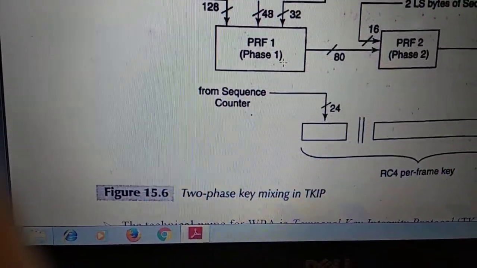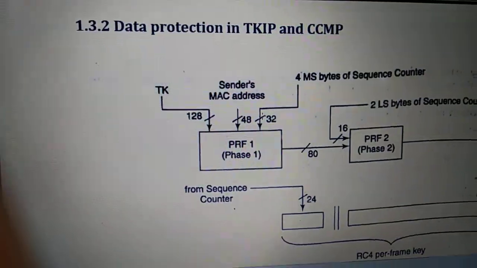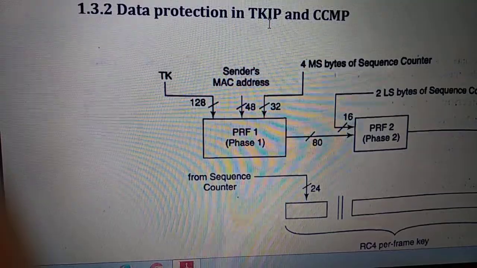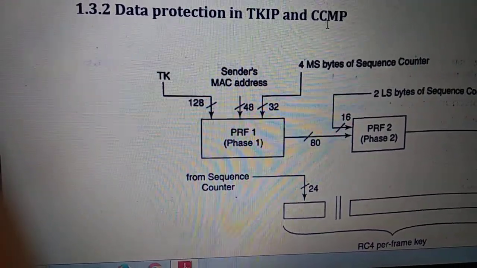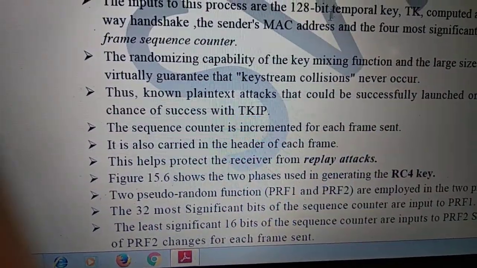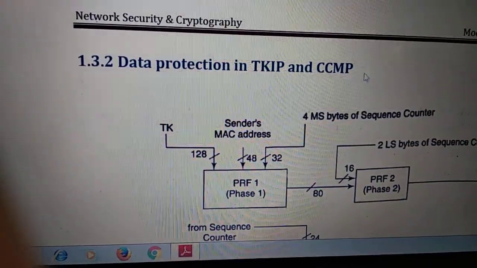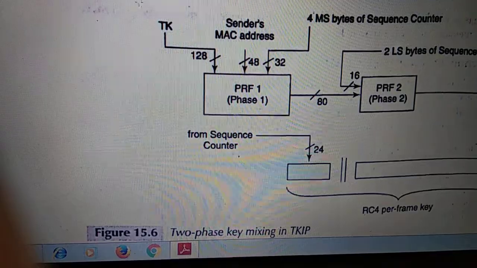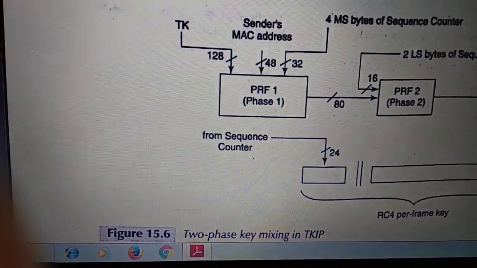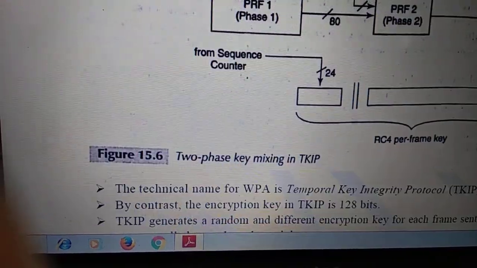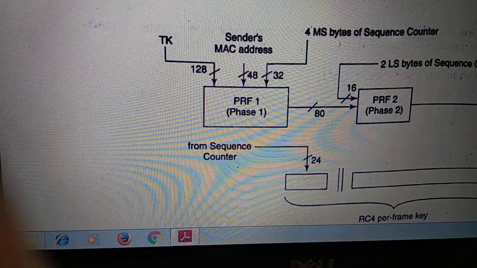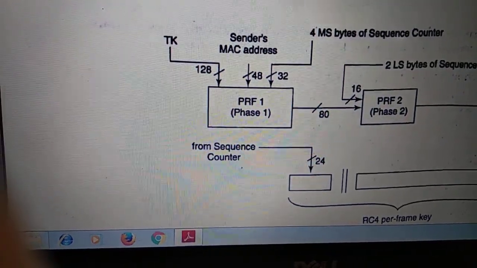the drawbacks of WEP, we will study two other protocols called TKIP, that is Temporal Key Integrity Protocol, and CCMP, that is Counter Mode with Cipher Block Chaining Message Authentication Code Protocol, right? So what is this message integrity protocol? TKIP is based on the temporal key. We studied the key hierarchy there. One type of key that is derived at the end is called a temporal key.